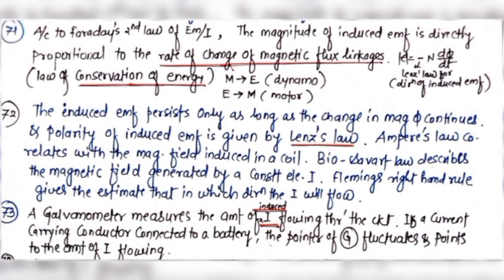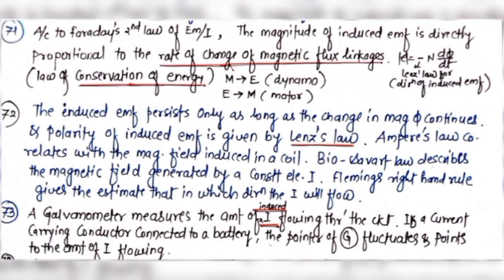According to Faraday's second law of electromagnetic induction, the magnitude of induced EMF is directly proportional to the rate of change of magnetic flux linkage, that is E is equal to minus n d phi by dt. Here d phi is the change in magnetic flux with respect to time, and n is the number of turns of winding. The minus sign denotes Lenz's law for the direction of induced EMF, which is opposite to the very cause for the production of induced EMF, that is the changing magnetic field.